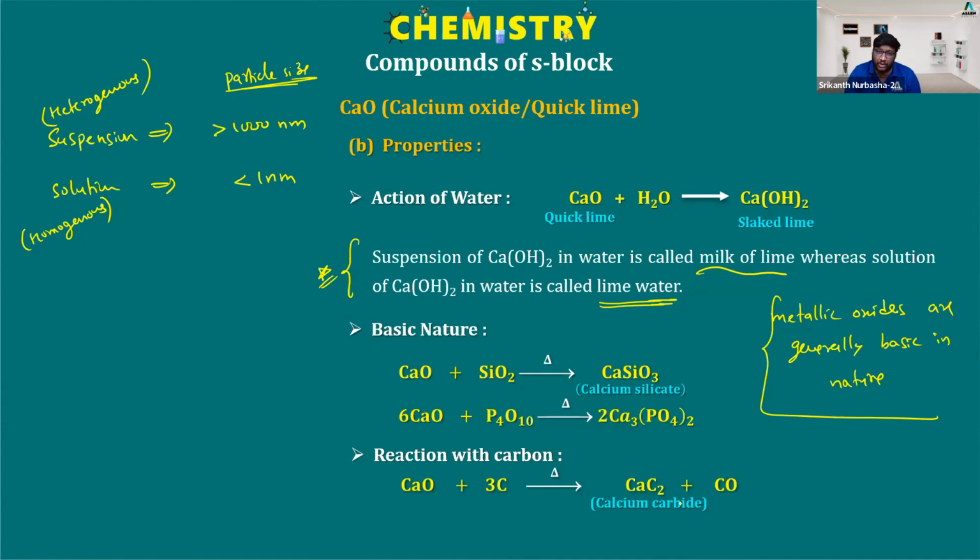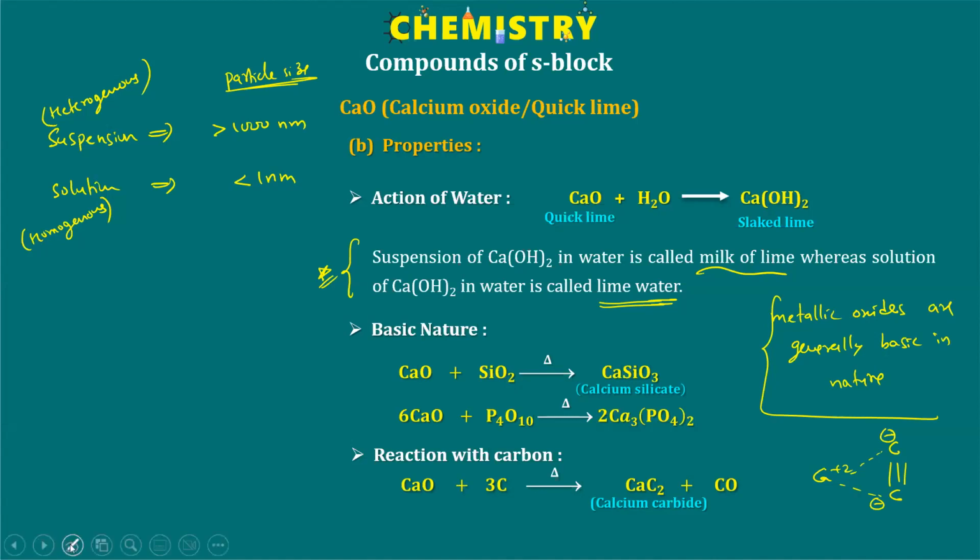Along with that, CO is evolved. CaO plus 3C gives CaC2 plus CO. So what type of structure will calcium carbide have? Ca2+ has electrostatic force of attraction with the C2 2- ion, where a carbon-carbon triple bond is there and each carbon carries a negative charge. That develops electrostatic attraction with Ca2+, which is nothing but calcium carbide. Yes or no? Yes, sir.